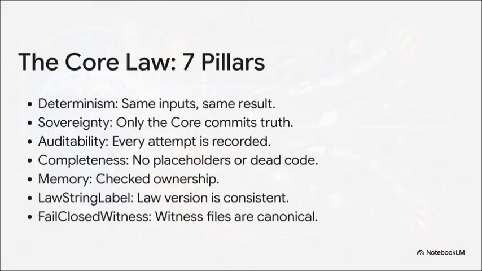And these are the pillars of that constitution. Seven rules that are completely non-negotiable. Determinism means its behavior is perfectly predictable. No randomness, no surprises. Sovereignty doubles down on the idea that only the jewel decides what is true. And auditability means it keeps a perfect, unchangeable record of every single thing it does. This whole thing is built on a foundation of absolute trust in its own internal logic.